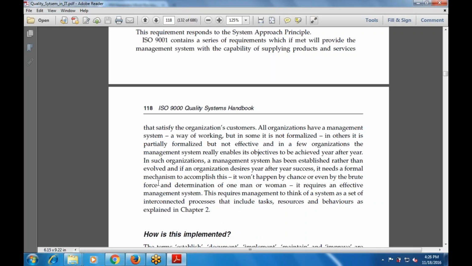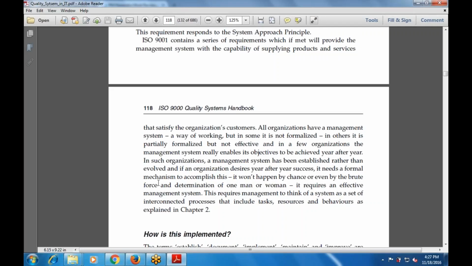In that organization, then the management system has been established rather than evolved, and if the organization desires year after year success, it needs a formal mechanism to accomplish it, rather than leaving it to chance or to the brute force and determination of one man or woman. That requires an effective management system.